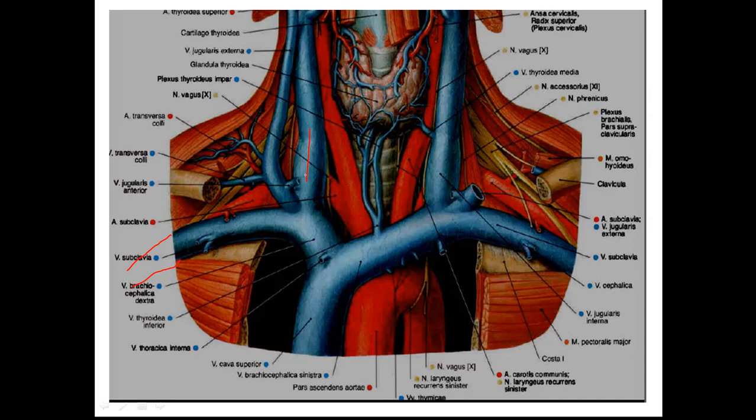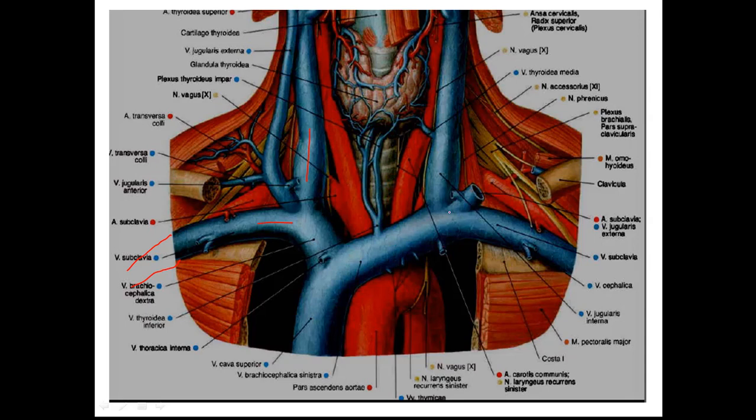So the internal jugular vein with the subclavian vein form the right brachiocephalic vein, and we have the left brachiocephalic vein respectively. The right and left brachiocephalic veins unite together to form the superior vena cava. So if I asked you how the superior vena cava is formed, it's formed from two veins, the right and left brachiocephalic veins.